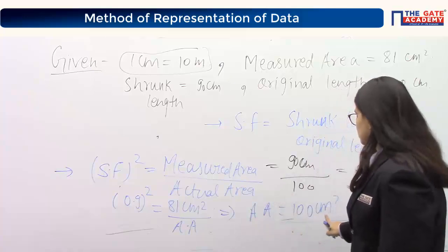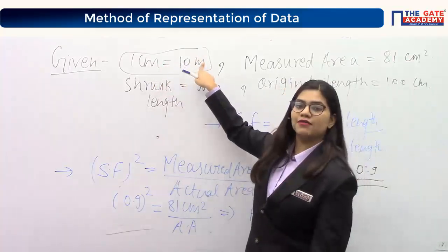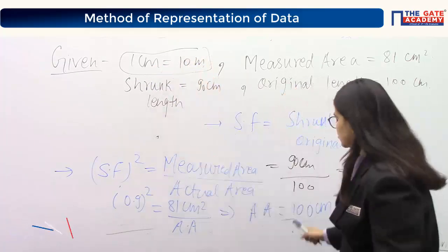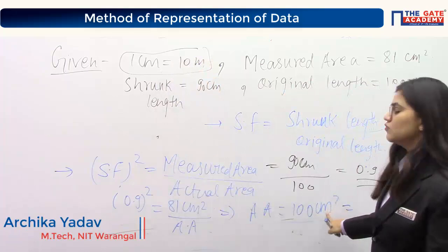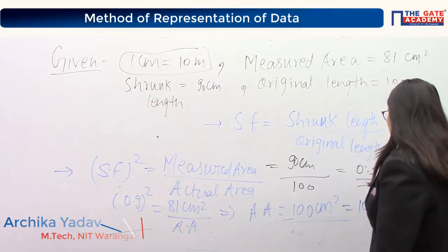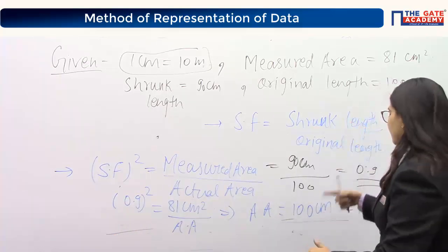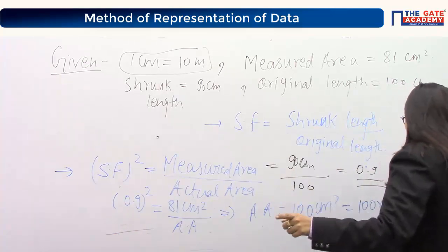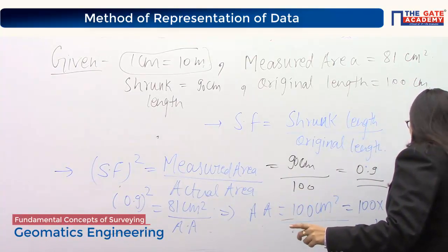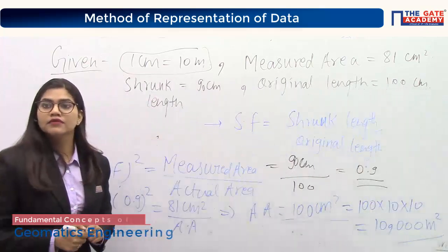Okay, so just see, 1 centimeter is representing 10 meter. So how will you convert it into meter square? 100 into 10. So it converted centimeter into meter for 1. And for 1 again, because it is meter square, so into 10. So it will be 10,000 meter square. Now clear? Now clear?